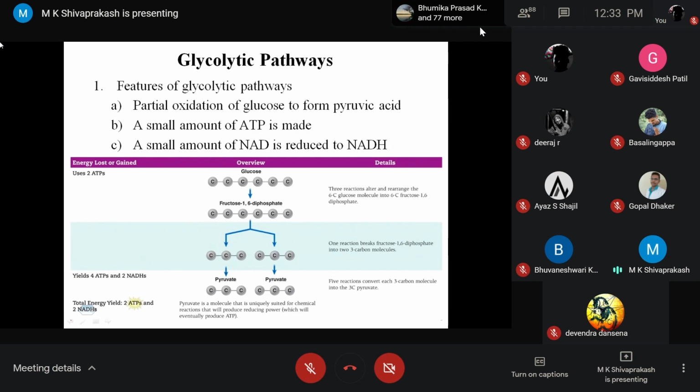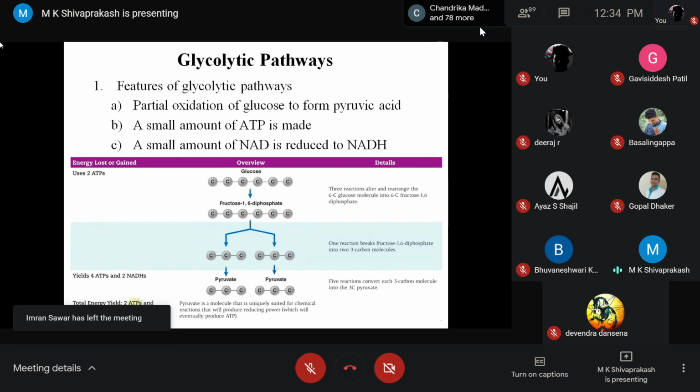Then you should be able to realize in which organisms they have this glycolytic pathway. It is found in all organisms, irrespective of whether they are aerobes or anaerobes. Further, of course, I will explain how the further reaction is different in aerobic organisms. So the first one in the catabolic reaction is the glycolytic pathway. The feature of this pathway is the partial oxidation of glucose to form pyruvic acid.